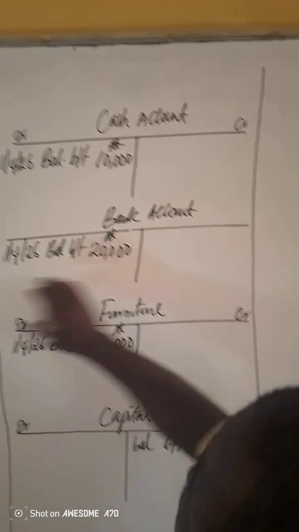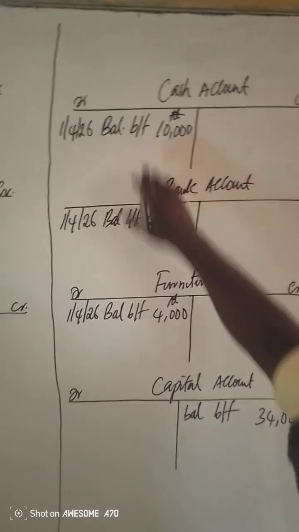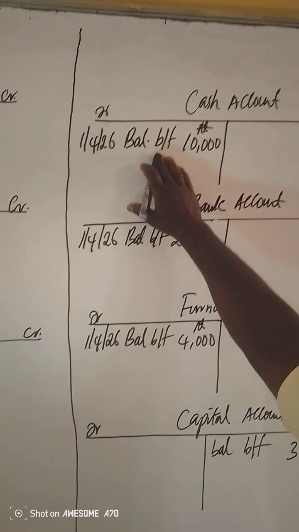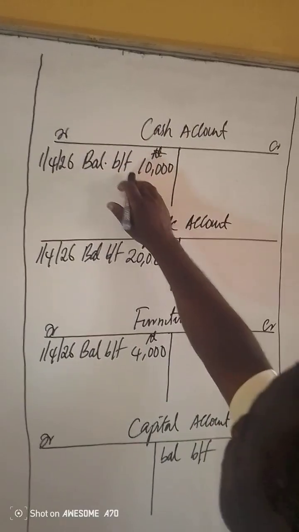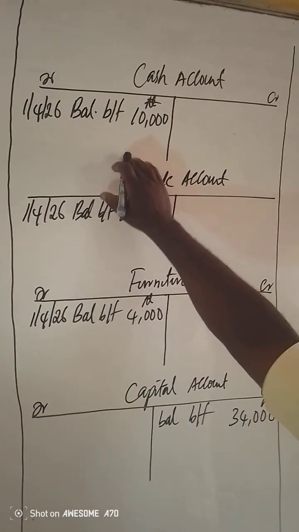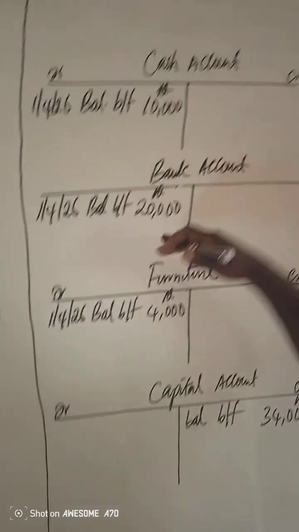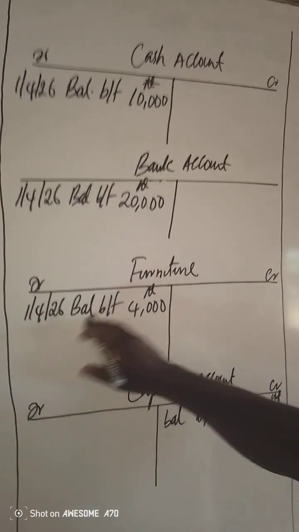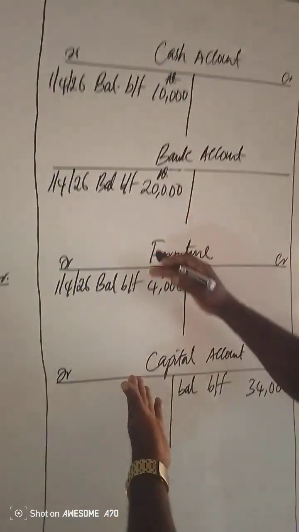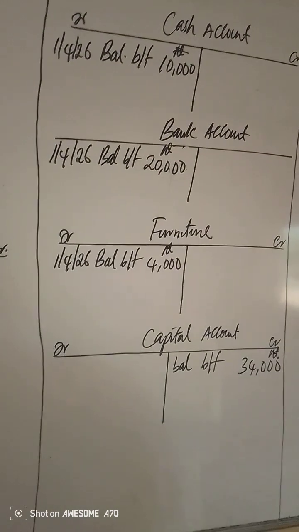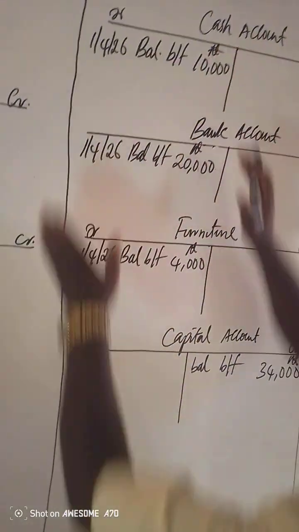Bank has a balance brought forward of 20,000. All will be on the debit side, because all assets brought forward are debited. Cash is an asset brought forward to be debited. Bank is an asset brought forward to be debited. Furniture also is an asset brought forward to be debited. Then all we need is that this was the available money that was in the business at that point in time. Then this formed the capital.